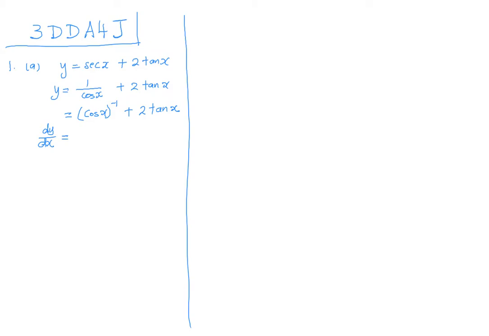So -1, copy down the whole thing. Chain rule, power take away 1, times by the derivative of cos, which is negative sin. And the derivative for x is 1 plus 2.